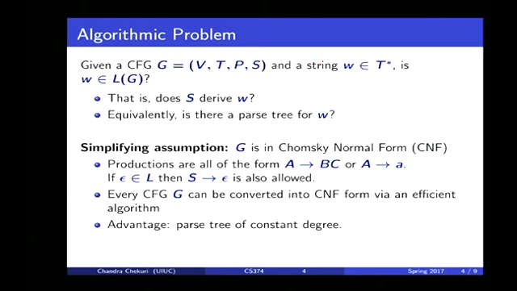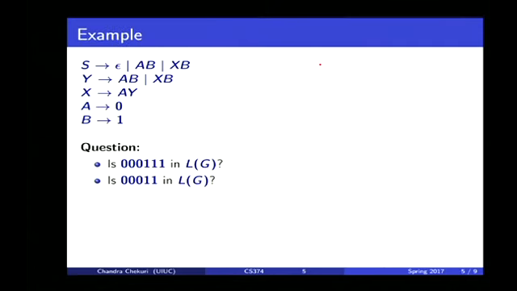So here is a grammar. Everybody remembers grammars a little bit. I know it's been a while, but a grammar looks like this: S goes to epsilon, A B, X B; Y goes to A B, X B; X goes to A Y; A goes to 0. This is in Chomsky normal form because every rule is of the form non-terminal goes to two non-terminals, or non-terminal goes to one terminal. That's it. Now I ask, is this string in the language? I can ask all these questions. Your algorithm should, given a long string, check whether it is in this language or not.